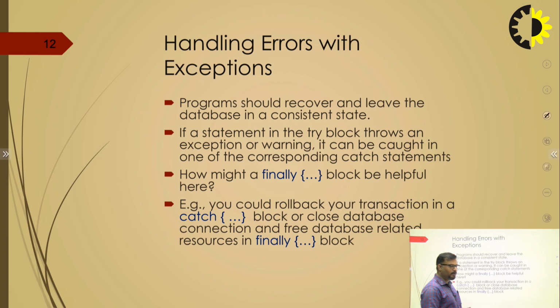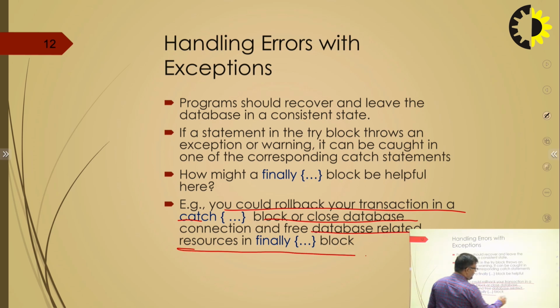The program should recover and leave the database in a consistent state. If a statement in the try block throws an exception or warning, it can be caught in one of the corresponding catch statements. How might a finally block be helpful here? You can roll back your transaction in a catch block, then close the database connection and free database-related resources in a finally block.